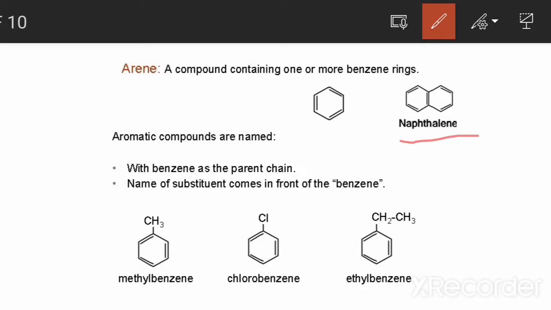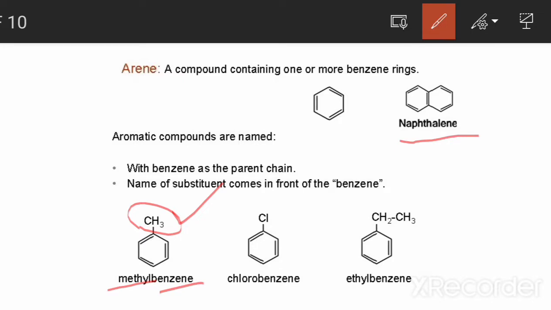The aromatic compounds are named with benzene as the parent chain. We will name the benzene ring as the parent name, and the other rule is that the name of the substituent comes in front of the benzene ring. So we will see what group is attached directly to the benzene ring. In this compound, this is a methyl group, and we will name it methylbenzene.